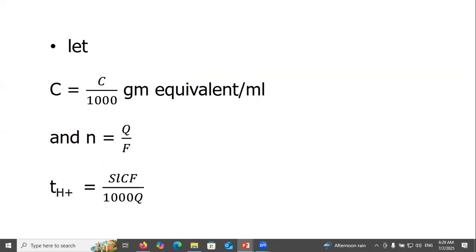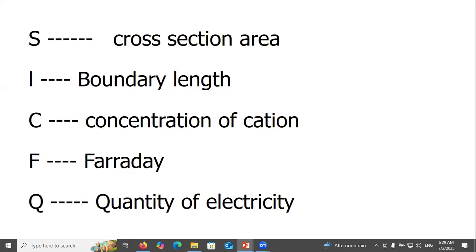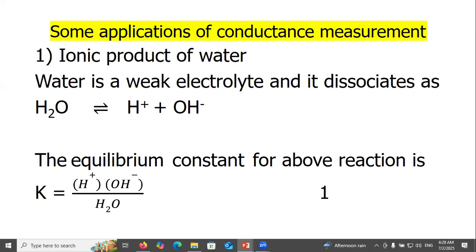C equals C over 1000 gram equivalent per ml and N equals Q over F. Ts plus equals SLCF over 1000 Q. Here S is cross section area, L boundary length, C concentration of cation, F Faraday, Q quantity of electricity.